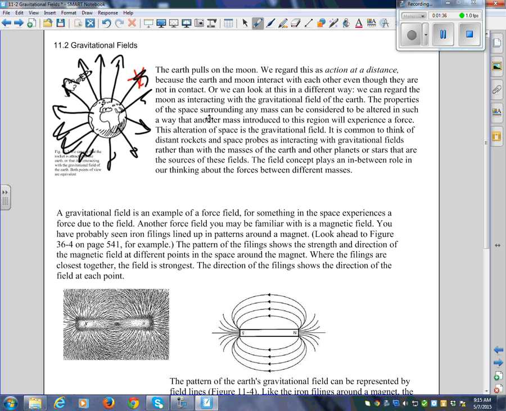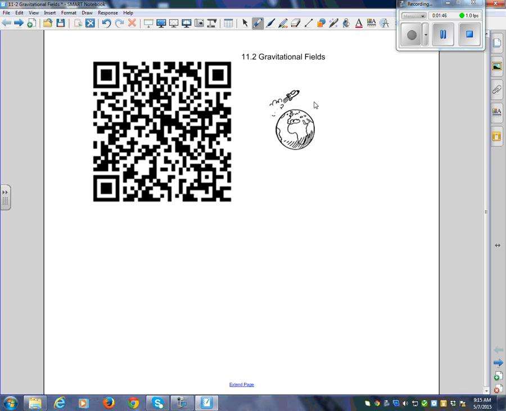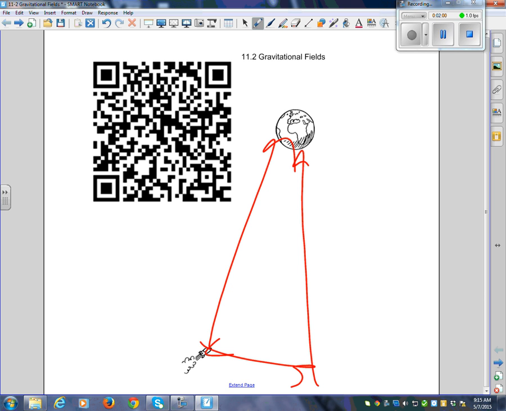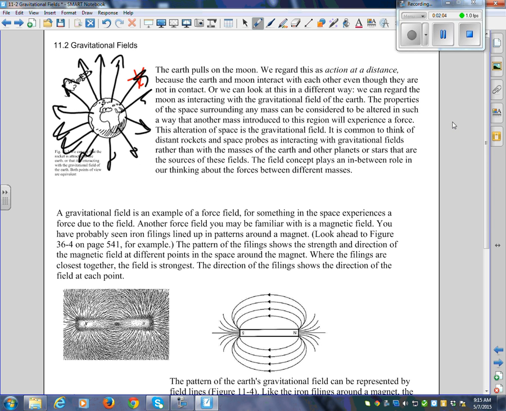The properties of the space surrounding any mass can be considered to be altered in such a way that another mass introduced to this region will experience force. When I bring in this rocket ship, it will experience a force, right? As this guy gets closer, he experiences more and more force. Way over here, much less force. Is the gravitational field still existent out there? It is. It's just that the field lines are, remember, far apart, right? The farther apart they are, the weaker the field is.